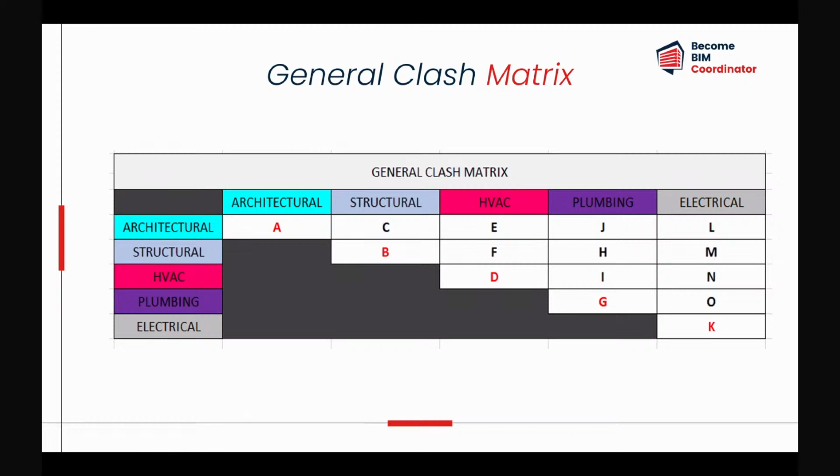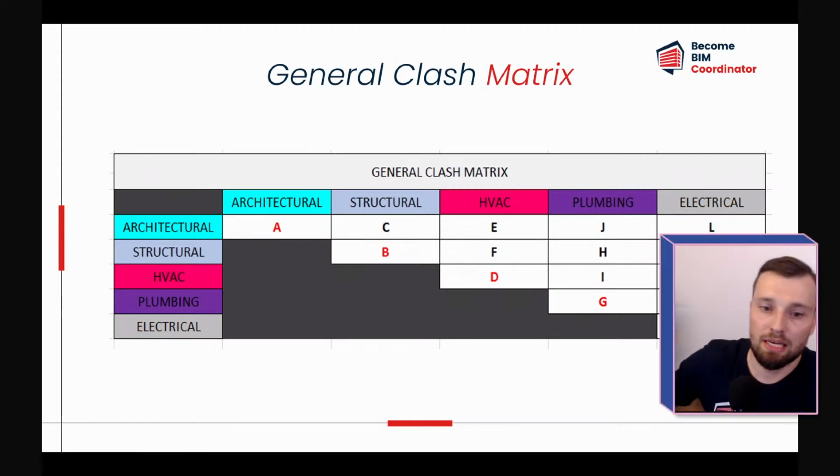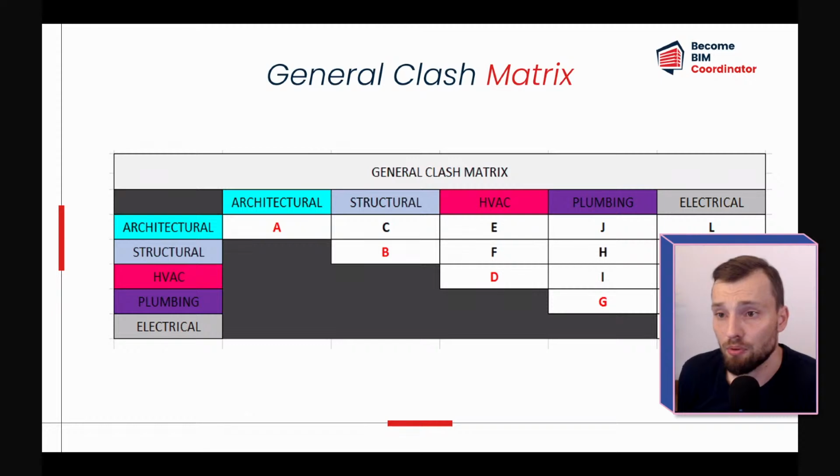So in our case, let's look at letter C, architectural versus structural. These checks, and also all the issues found within these checks, will have a higher priority than, for example, letter H issues, which is structural versus plumbing, because these issues are not so critical, since the plumbing systems can accommodate to structural columns, and most often these issues can be easily fixed during the design process or even on the construction site.